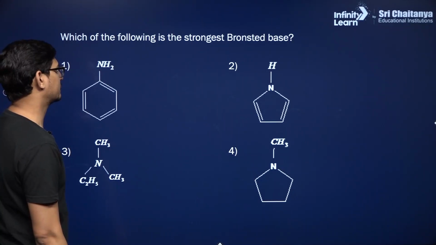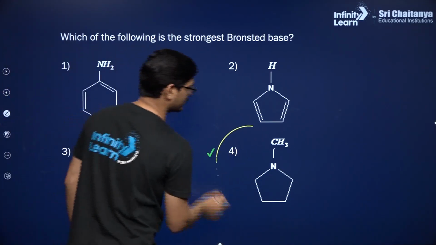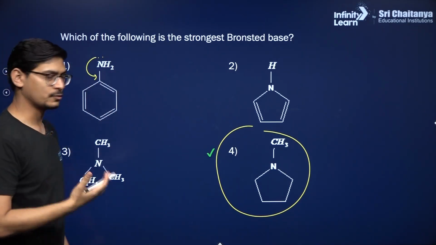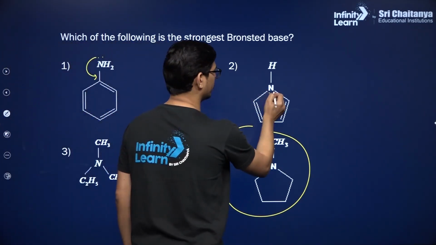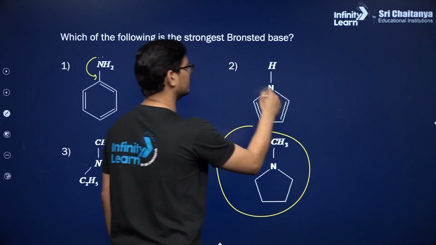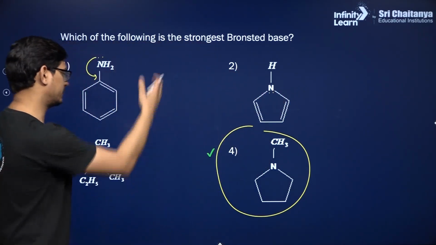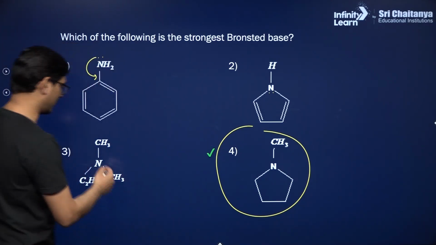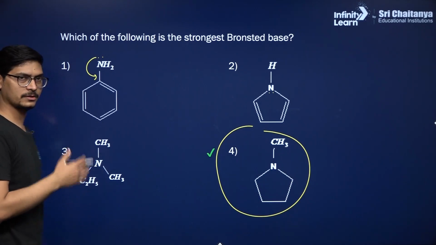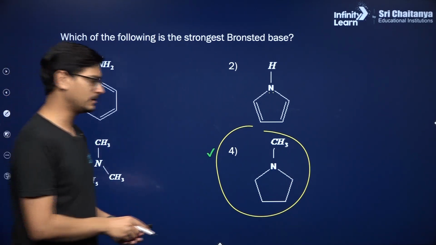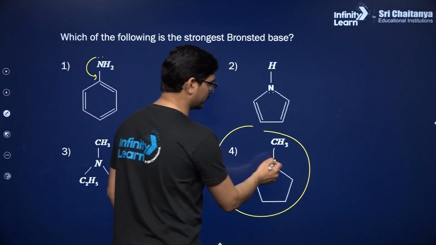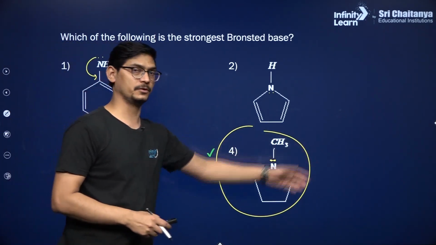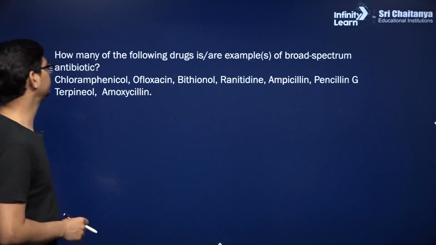Which of the following is the strongest Bronsted base? The correct answer is this. Why? Because here the lone pair is involved in resonance, not so much available for donation. Here the lone pair is involved in the aromatic sextet, least available for donation. This is pyrrole. This is a tertiary amine and that is a tertiary amine. But in this there is amine inversion taking place. But because of the ring here, amine inversion is not possible, which makes the nitrogen lone pair more available for donation. So this is a stronger base.